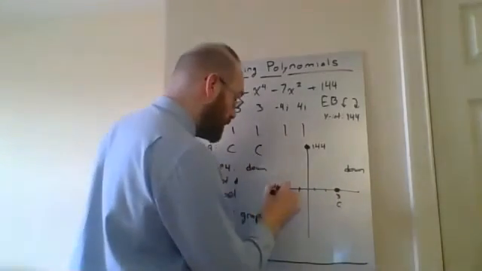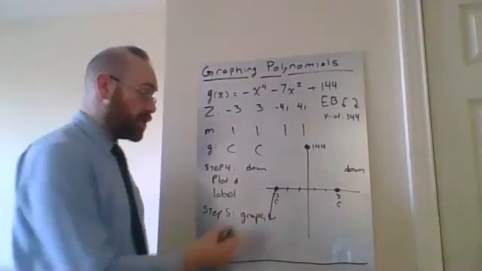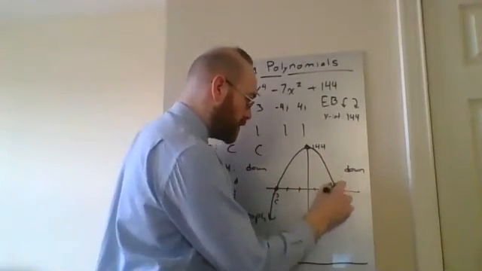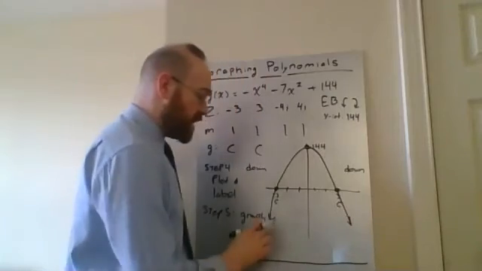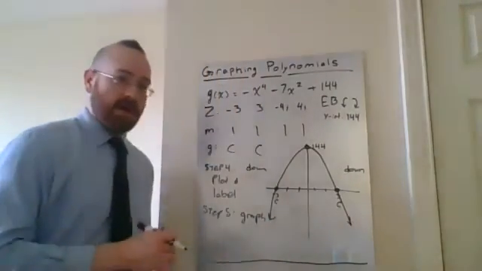Anyways, from our last 0, we go down. That's our end behavior. Notice we have a cross. So we go up, come back down, and we cross again. And notice that our end behavior on both sides match.